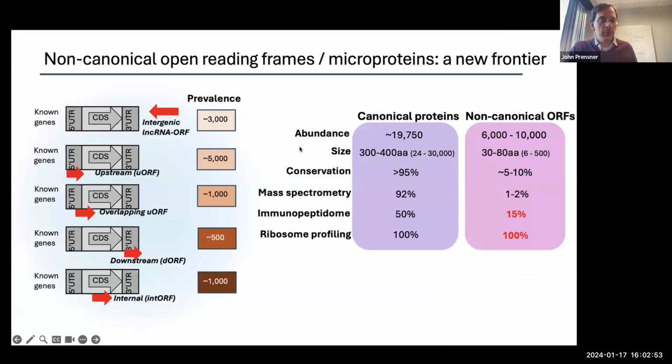And the topic at hand that we think about is this area of genome and cancer science called non-canonical open reading frames. And what are those and why are we excited about them?